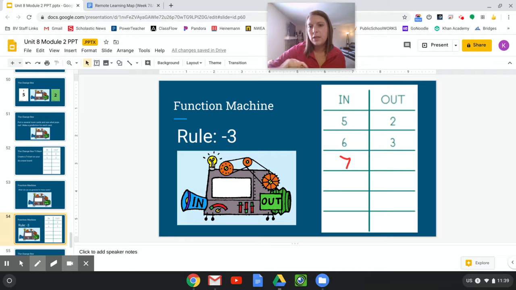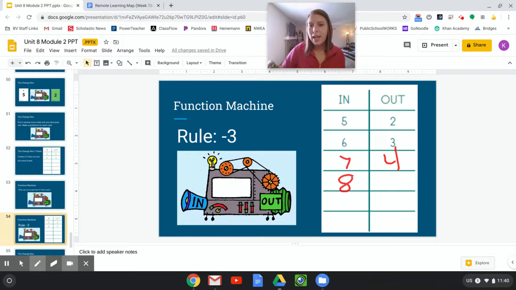If we put a 7 in, what number would come out? So if the rule is 7 minus 3, what number would come out? Now remember, use your fingers. I'll do it for this one. The rest of them, I want you to figure it out with cubes or fingers or in your head. 7 minus 3. 1, 2, 3. How many are left? The number is going to be 4 that pops out.